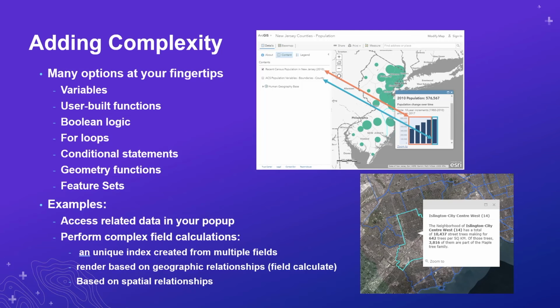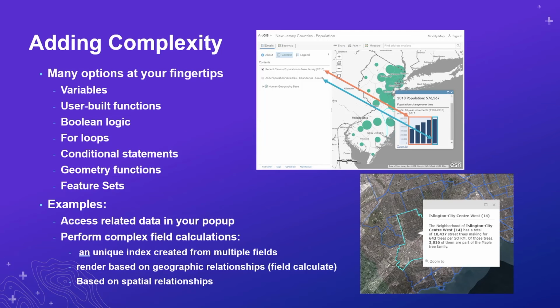So use it responsibly, but it can allow for some really interesting calculations, such as pulling in information about your related records and rendering based on those. And I get asked this question a lot: can I render based on my related records using Arcade, or why can't I do that on the fly?